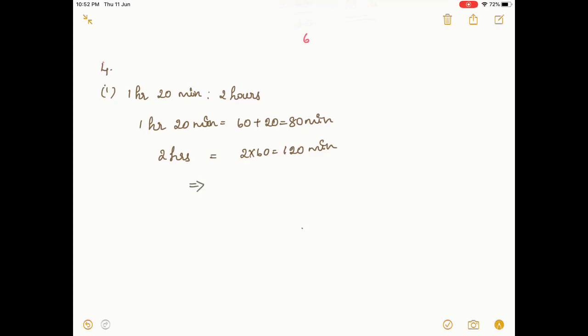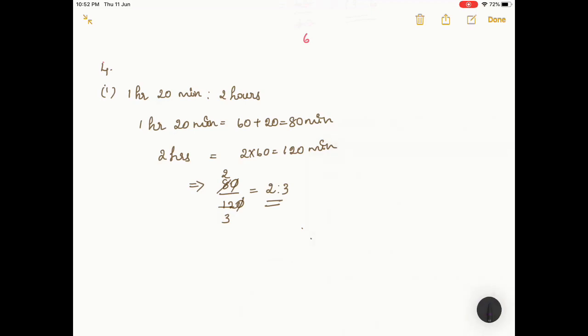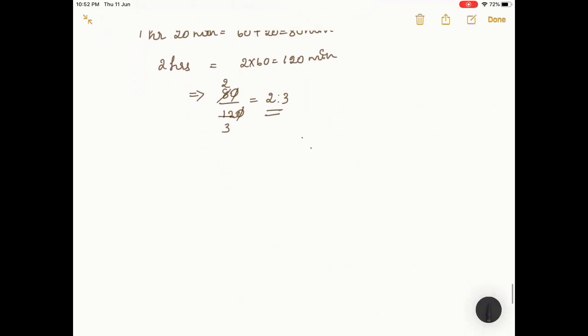So you got 1 hour 20 minutes as 80 minutes and 2 hours as 120 minutes. So let me write it. It's equal to 80 by 120. So you get 80 is to 120. So 0 and 0 can get cancelled. 4 twos are 8. 4 threes are 12. So what's our final answer? 2 is to 3. Okay. Hope it's clear to all of you. So finally you get 2 is to 3. Okay. Next let me do the second sub question of this. What is the second sub question?